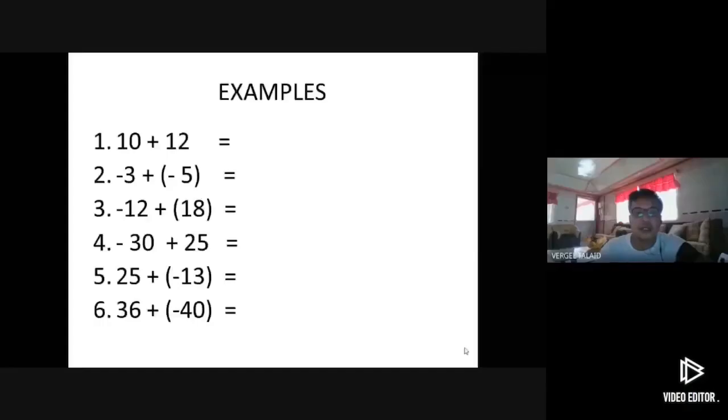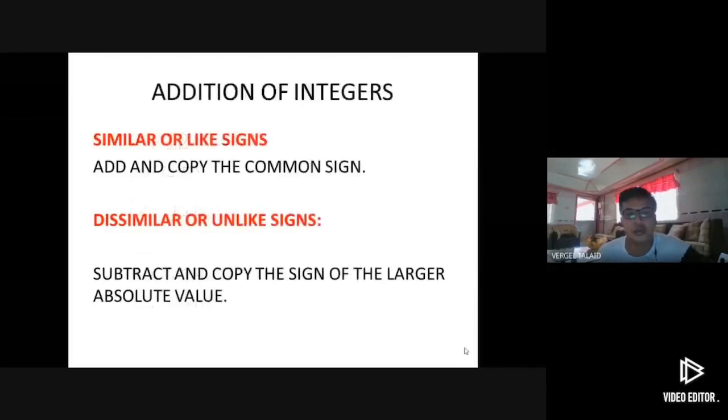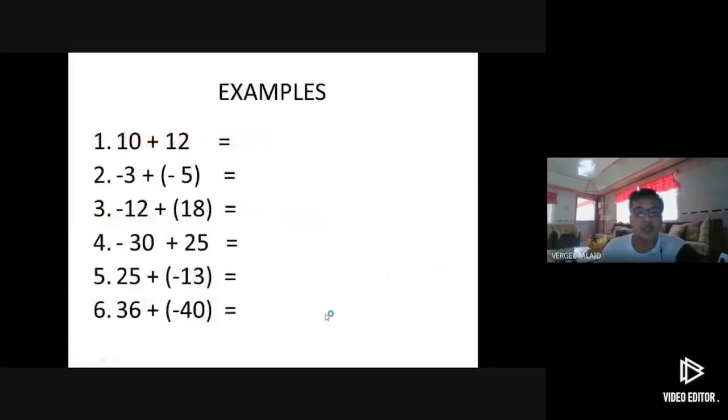Okay, still we are on addition of integers. So let us try to recall first the rules in adding integers. If it is similar or like signs, you have to add and copy the common sign. If it is dissimilar or unlike signs, you are going to subtract and copy the sign of the larger absolute value. For example, in 1 to 6, we have here examples of addition of integers.